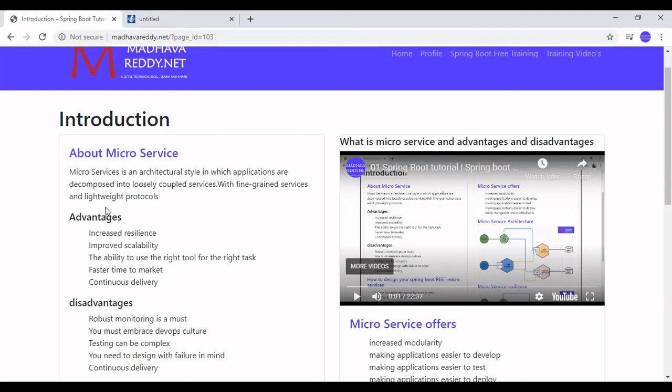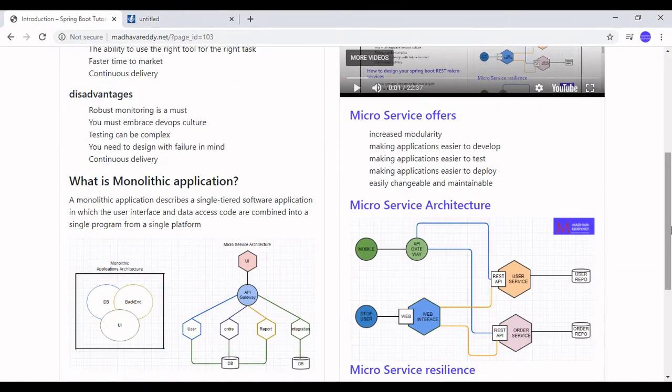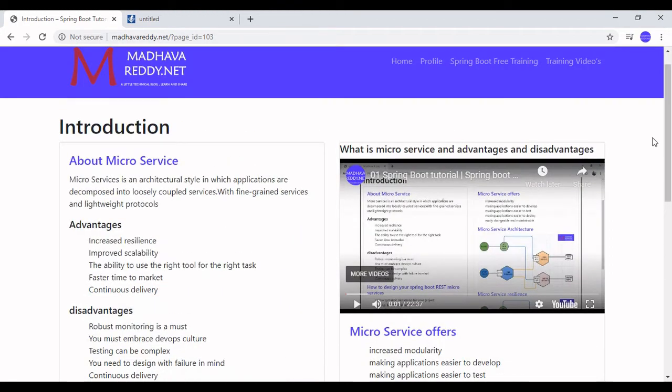Today in this introduction, we are going to discuss what is a monolithic application, and what is the difference between monolithic application architecture and microservice architecture. The definition: microservice is an architectural style in which applications are decomposed into loosely coupled services with fine-grained services and lightweight protocols.